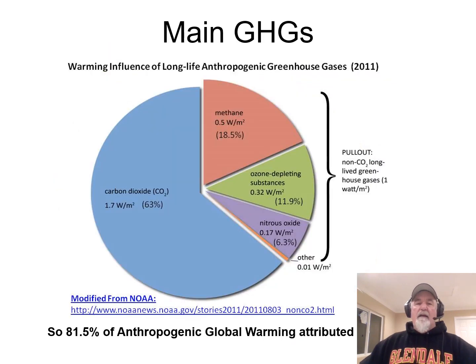So again, extra warming associated with climate change: 63% is from carbon dioxide. Methane, 18.5%. We also have some other gases like CFCs and oxides of nitrogen, etc. But why do we concentrate on methane and CO2? Those are the big contributors to this extra warming and all the issues that are associated with it.